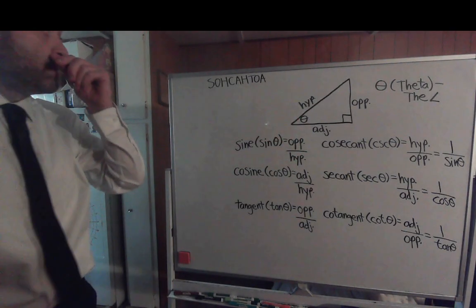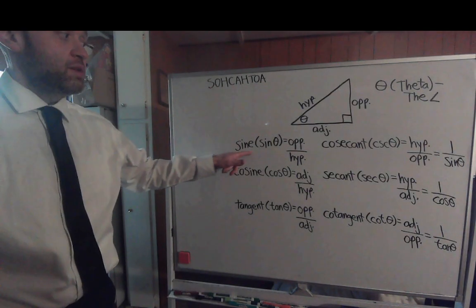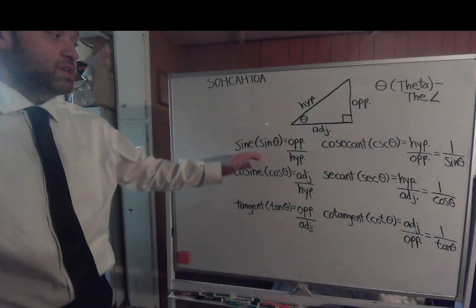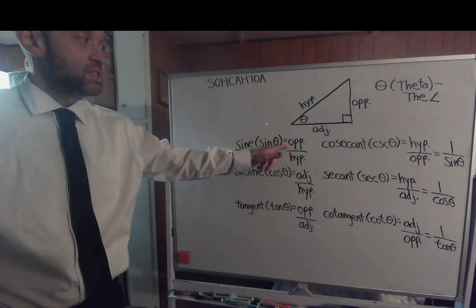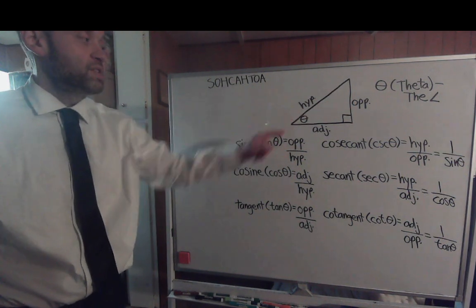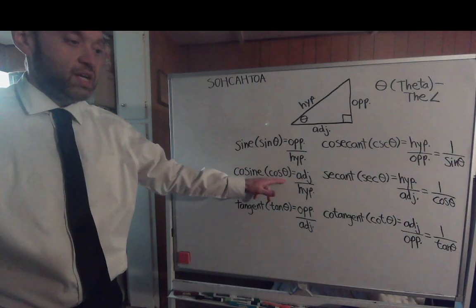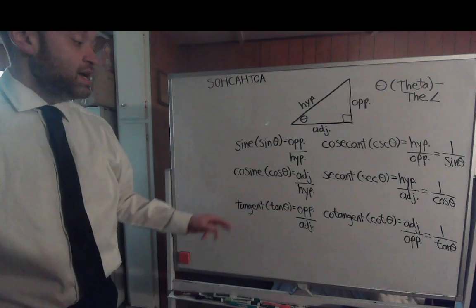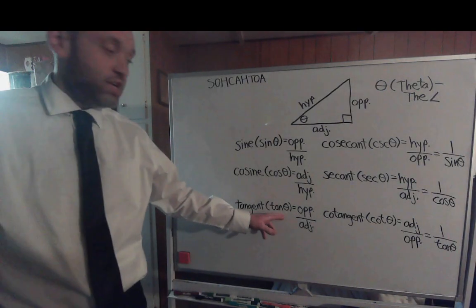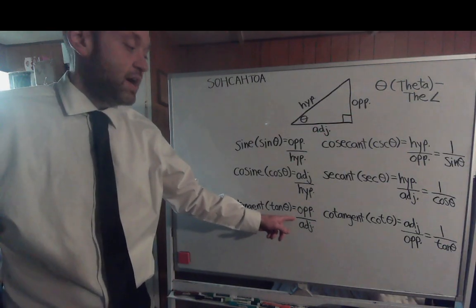So SOHCAHTOA, the SO part stands for sine, which I have the abbreviation next to each of these. The sine of the angle equals the opposite leg over the hypotenuse. Then you have your cosine, the cosine of the angle, that's the adjacent over the hypotenuse. Then you have the tangent, it's the opposite leg over the adjacent leg.